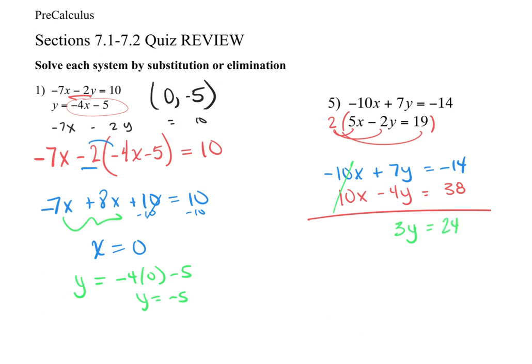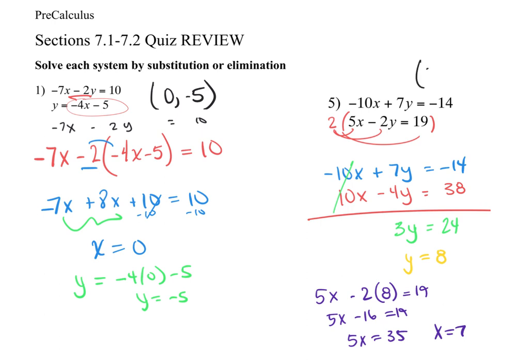And then I can divide. y is going to equal 8 here. Once again, like everything else, I need 2 variables. So I'm going to take that y and plug it into either one of those equations: 5x minus 2 times my y, which is 8, equals 19. And I'm going to then solve back for my x. So for this one, x equals 7, y equals 8.